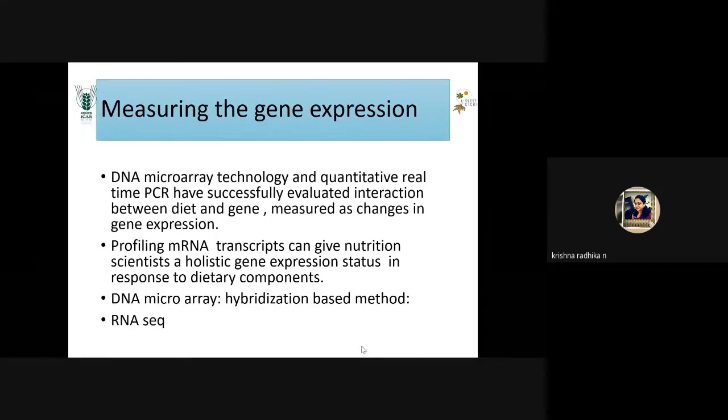Measuring the gene expression. DNA microarray technology and quantitative real-time PCR have successfully evaluated interaction between diet and gene, measured as changes in gene expression. Profiling mRNA transcripts can give nutrition scientists a holistic gene expression status in response to dietary components. DNA microarray uses a hybridization-based method and RNA-seq uses NGS-based technologies.